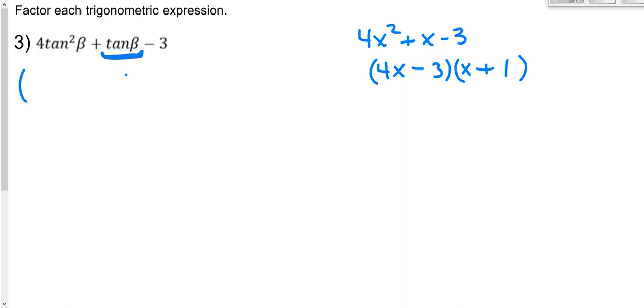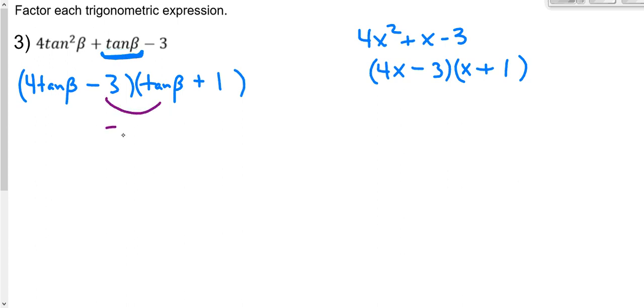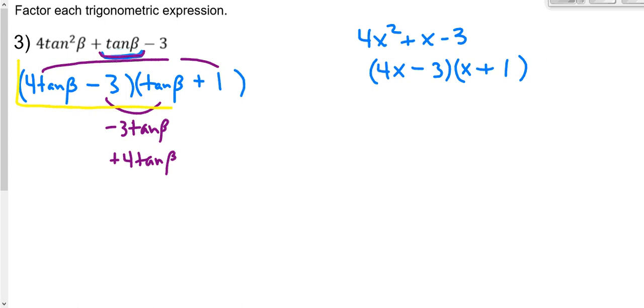So this is going to factor into 4 times tangent beta in the first one, and tangent beta in the second one. And then we have a minus 3 in the first one and a plus 1 in the second one. So when you check this by doing the FOIL process, notice the inside gives you minus 3 tan beta, and the outside gives you plus 4 tan beta, and those do add to just 1 tan beta. Okay, so we have our factors.